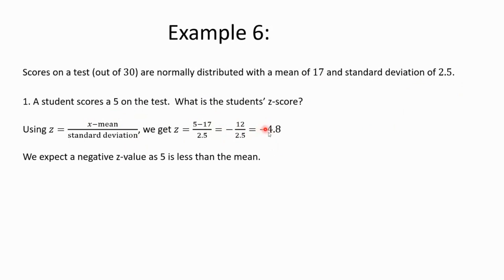And of course, this is unusual because this is smaller than -3. It's also negative, and we expect that, right? The mean is 17. The score here is 5, which is less than the mean. So we do expect the z-score to be negative.